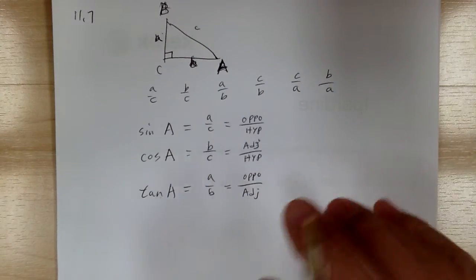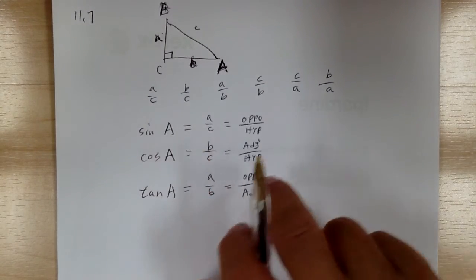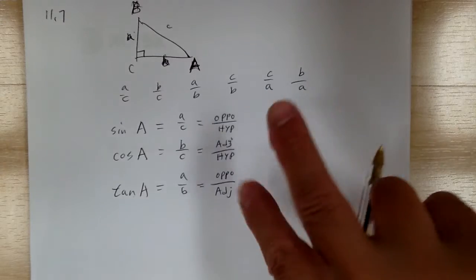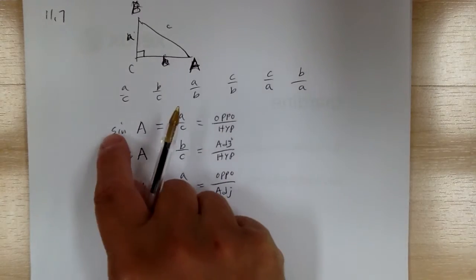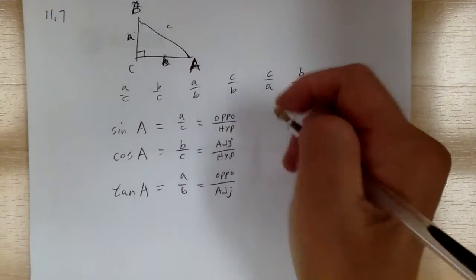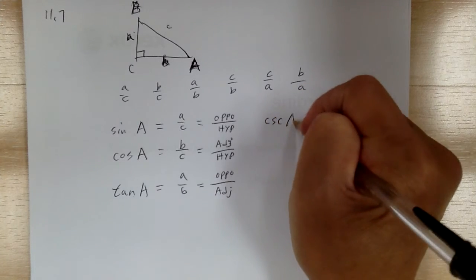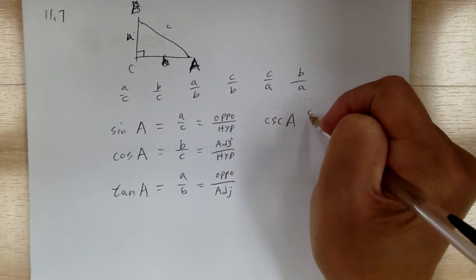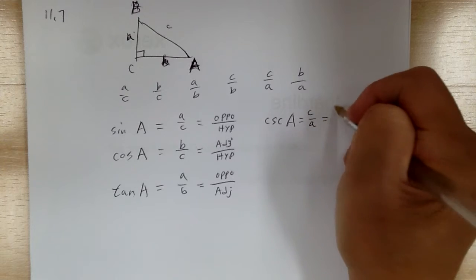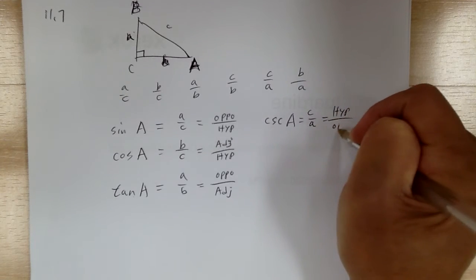Now the other 3, so these are the primary functions. The other 3 functions, the secondary functions, are just the reciprocals. The reciprocal of sine is cosecant. So cosecant of A would be C over A, which is hypotenuse over opposite.